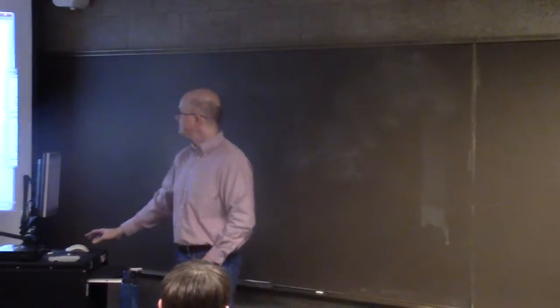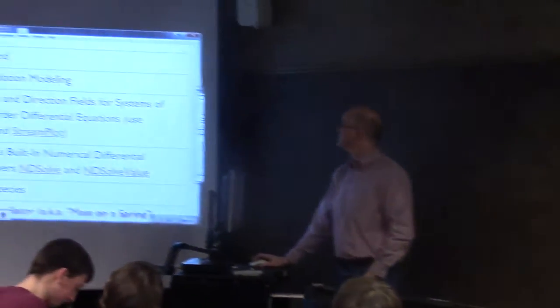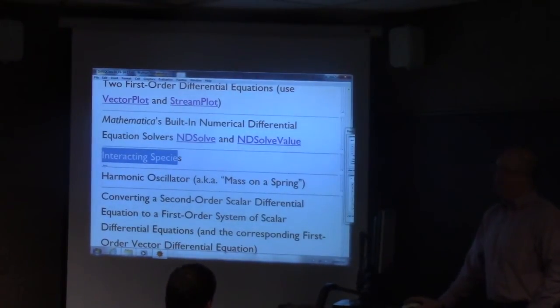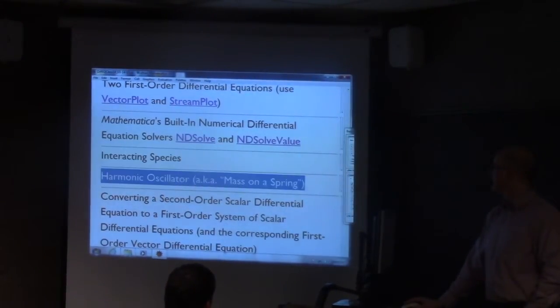Today we're going to do a little bit more population modeling with interacting species. Then we're going to talk about the harmonic oscillator some more.